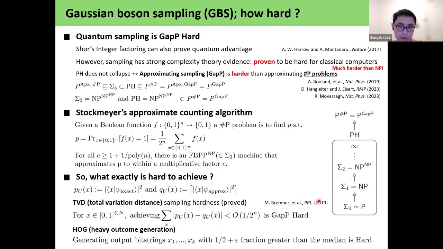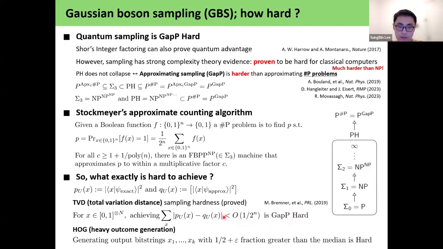And what's proven by this PRL paper is that achieving exponentially small total variation distance, on the order of 2 to the minus n, is still #P-hard. That's quite counterintuitive, I guess, because you have 2 to the n outputs. Achieving even 2 to the minus n total variation distance is still exponentially hard.